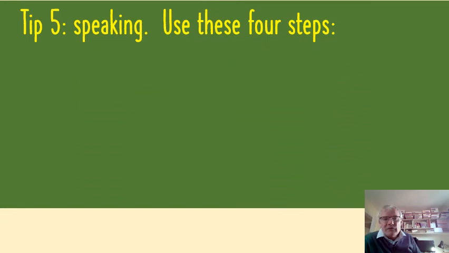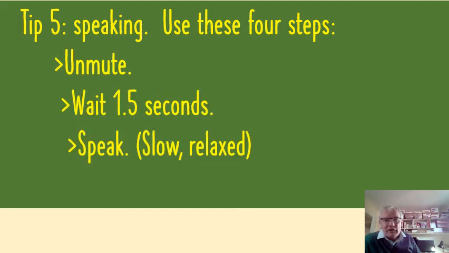Tip 5, speaking, use these 4 steps. These are the 4 steps that really help things when you're on Zoom. Unmute, wait about 1.5 seconds, speak slow and relaxed, don't need to be stressed, and then mute again when you're finished. For some reason, that 1.5 seconds, it's like Zoom says, hello, someone's here, and you just get a little bit of an opportunity to say something.